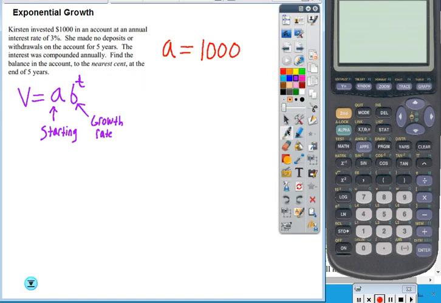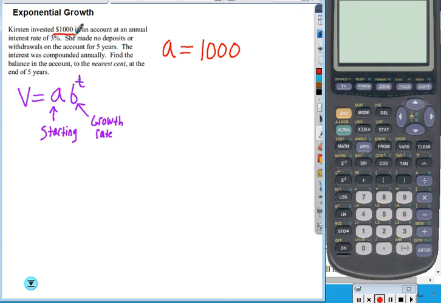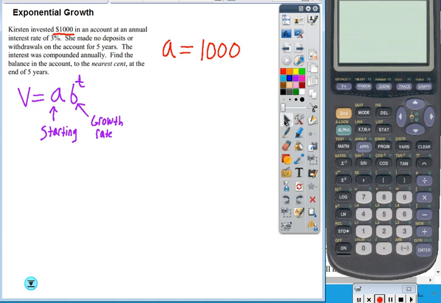A is equal to 1,000 because she begins with $1,000. So we have our A, our starting amount. Next, let us look for our growth rate. This one requires some extra steps.